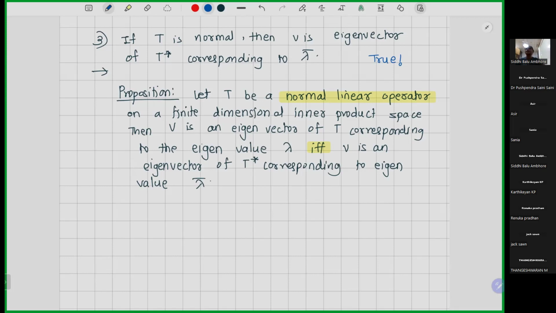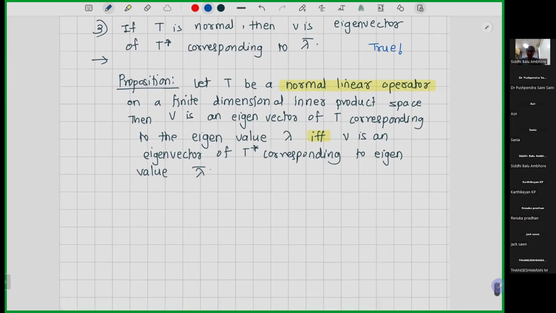So V does not serve as an eigenvector corresponding to lambda bar for T star if T is any linear operator. But if T is a normal linear operator, then the same V serves as an eigenvector for lambda bar for T star. Okay, so these were to highlight those properties of T and T star and how the eigenvectors and eigenvalues are related to each other and so on.